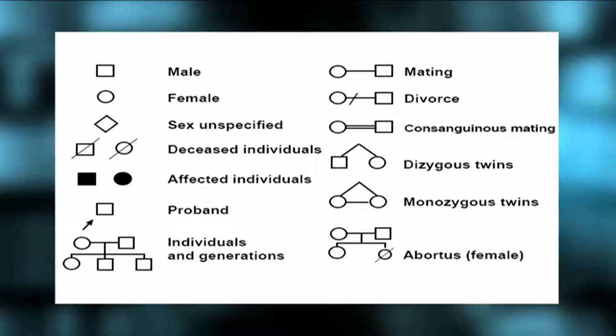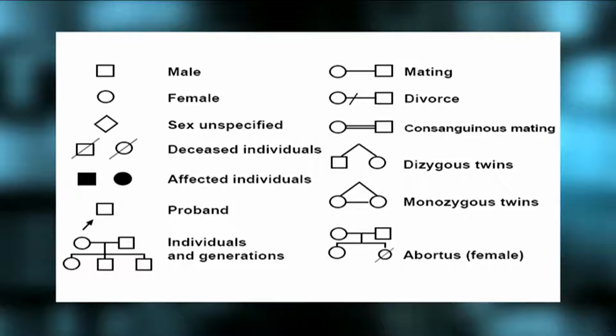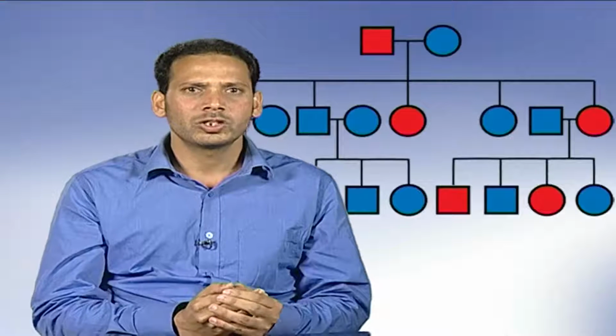Persons who exhibit the trait of interest are represented by filled circles and squares. Unaffected members are represented by open circles and squares. The person from whom the pedigree is initiated is called the proband and is usually designated by an arrow. Now, going into the detail of the topic, let us start with autosomal recessive traits.